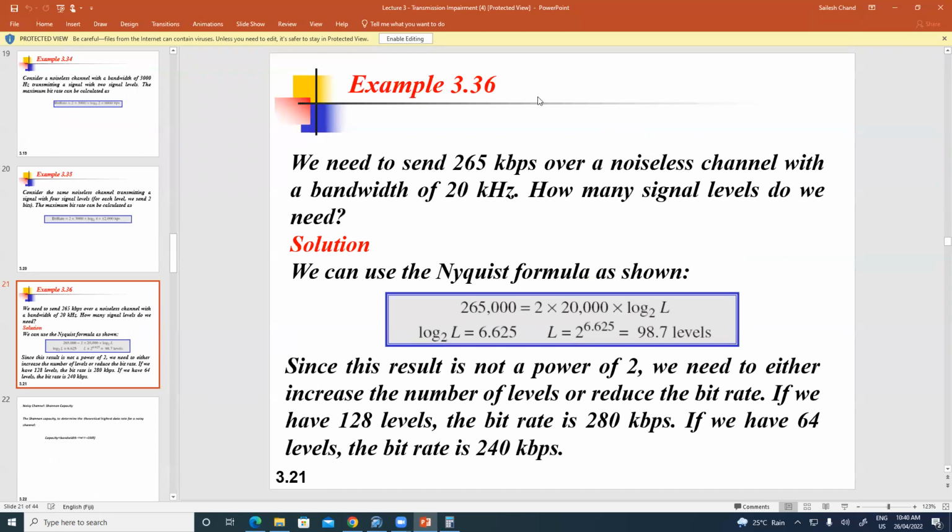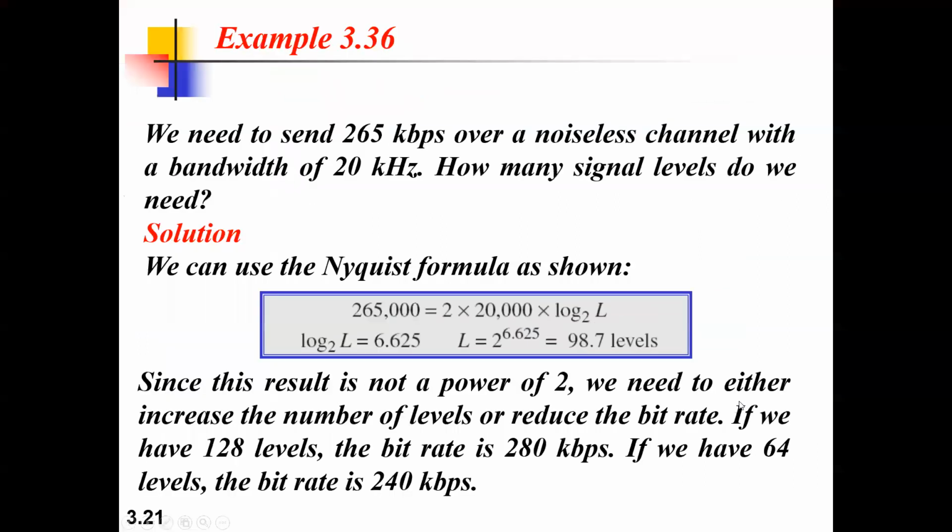All right, the next example here says we need to send 265 kbps over our noiseless channel with a bandwidth of 20 kilohertz. How many signal levels do we need? Okay, so basically here it is asking you to calculate the value of L, given the amount of data that can be sent, or the bit rate. The bit rate is given as 265 kbps.